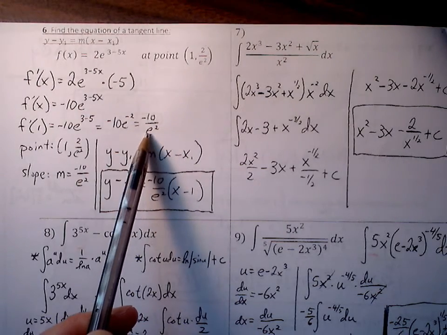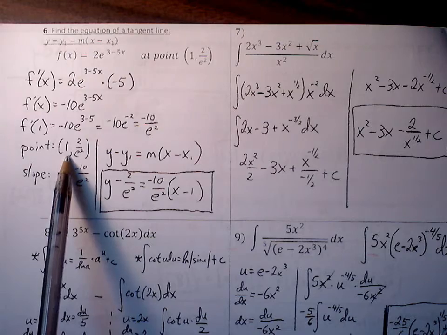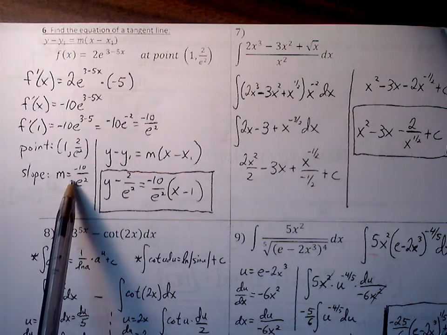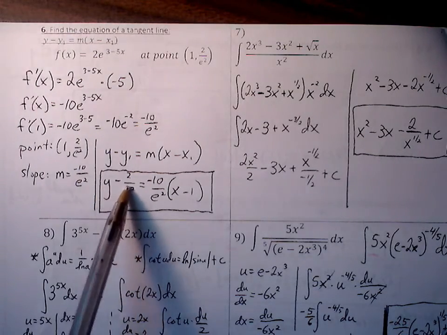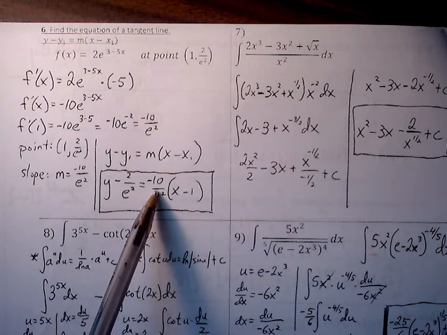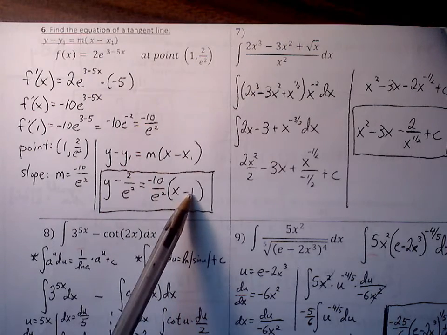So we have our slope, and we have our ordered pair that's given to us at the beginning of the problem. Now we just put it into point-slope form: y minus y sub 1 is equal to m times x minus x sub 1.